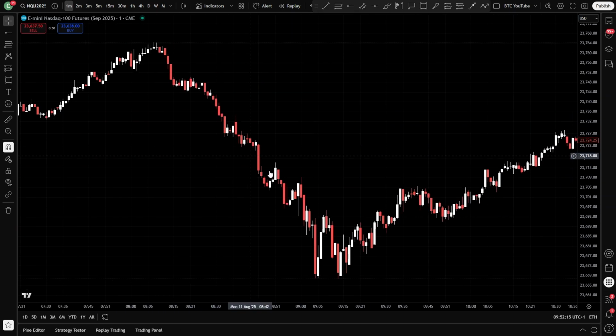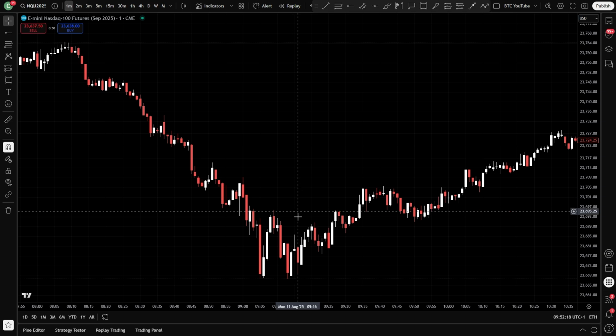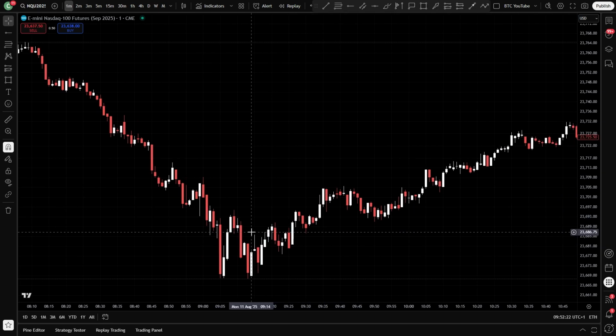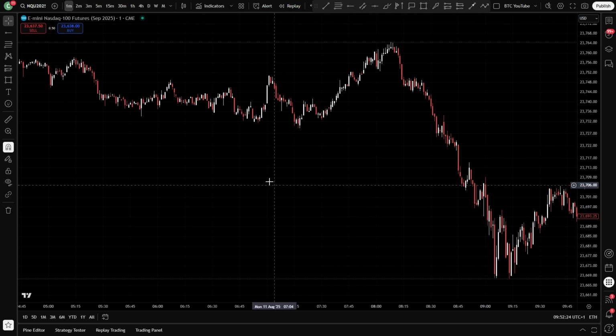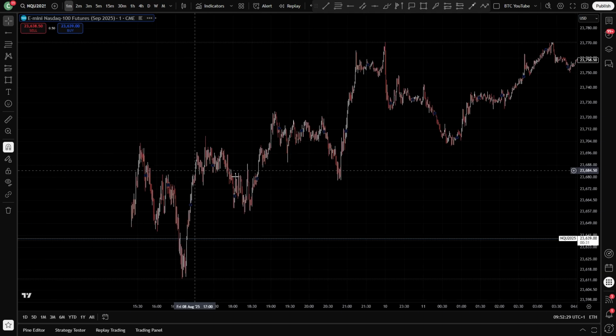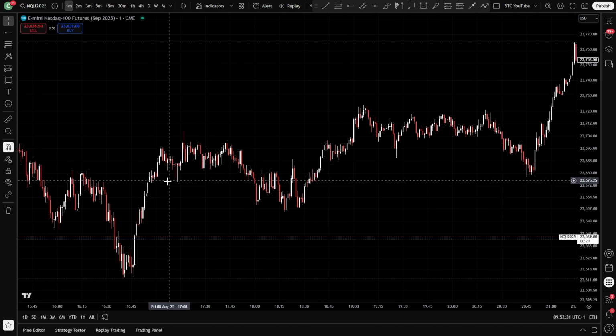Really, really big drop to the downside here. We did potentially have a trade down here, I think. If I can remember, I think I'm actually thinking of Friday, where we just continuously went to the downside and then eventually got a trade.